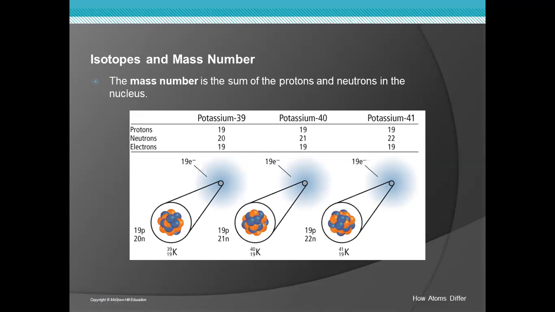They are equal in their atomic number, but they differ in their atomic mass due to the difference in the number of neutrons. The potassium element has 19 protons in each isotope, but 20 neutrons, 21, and 22. So they differ in the number of neutrons, and therefore in their mass number.